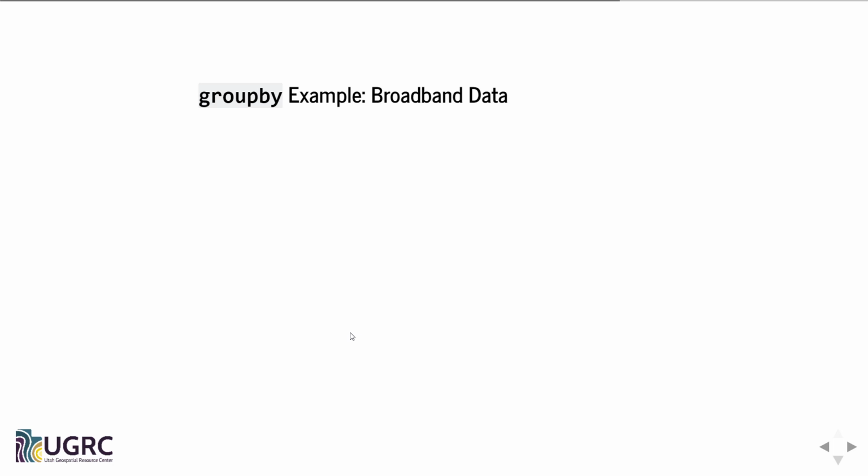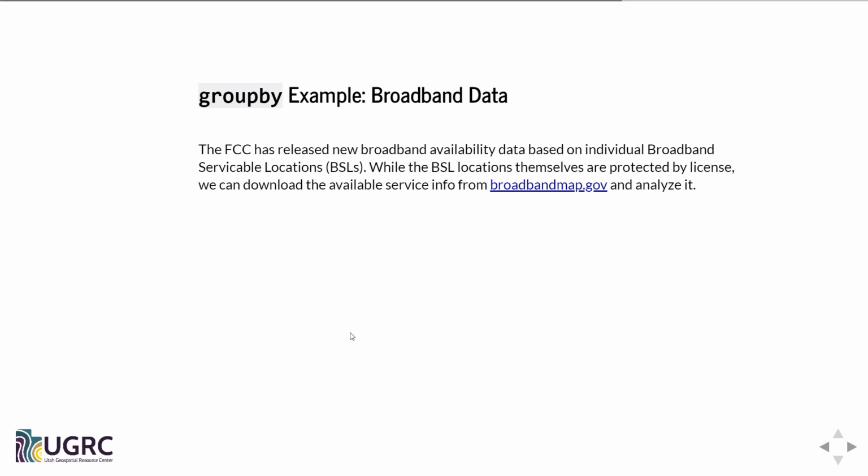We're going to go into an example here. I'm going to go over this quickly. Again, download the code, look at it, really parse it. But the FCC has released the new broadband data that they've been collecting by point rather than by polygon. This is based off of individual broadband serviceable locations, or BSLs. While we can't get a lat long value for every BSL unless we sign a big license with the FCC, we can get the availability data for every location ID just from broadbandmap.gov. You can go download the data.